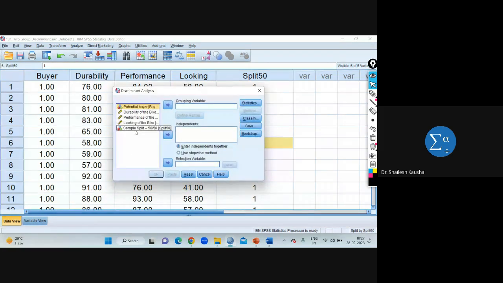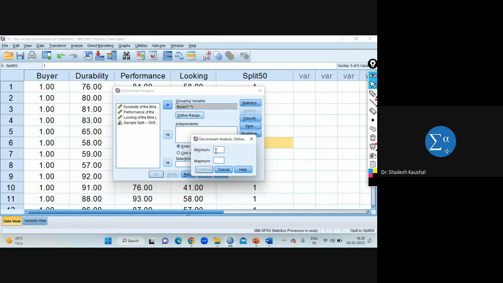Then transfer potential buyers. It is categorical. There are two categories: would buy, would not buy. So it is the dependent variable, the grouping variable. I am transferring it here as the grouping variable, and define range 1 and 2. We have coded 1 for would purchase, 2 for would not purchase, and then continue.